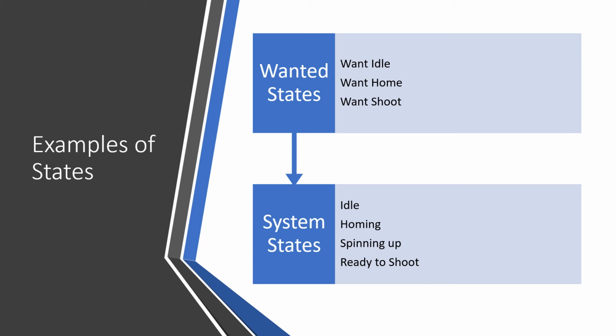But say we want to shoot. Before we shoot, we have to spin the flywheel up to speed. So we would have a system state of spinning up and then a ready to shoot system state. This takes practice, and it's very specific to the actual robot that you have, but you'll eventually get used to it.